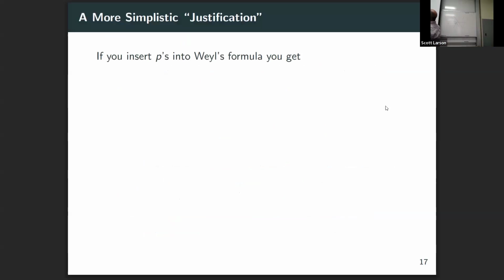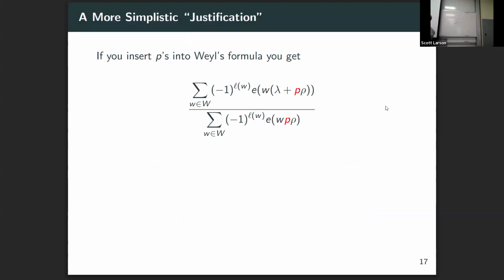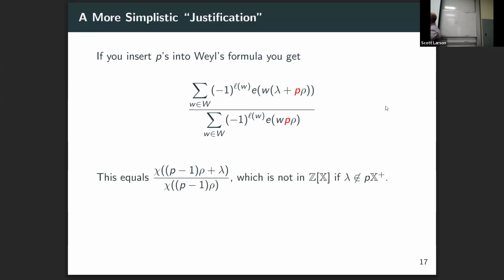Okay, so I shared this slide at Dan's conference, but again, this is sort of a silly reason to see that I think these are interesting. If you just inserted p's into Weyl's formula, if you just p-dilated rho, then that character would just equal this. And this thing right here is not even an element in here. This does not divide the top unless that weight lambda is p times the dominant weight.